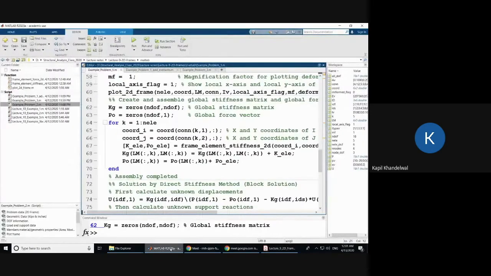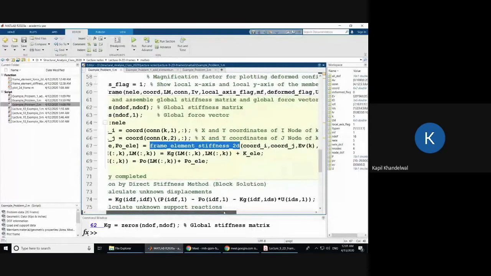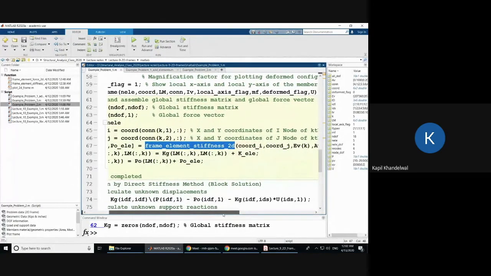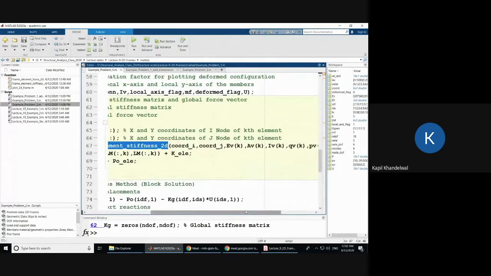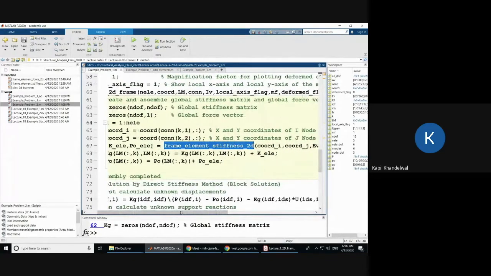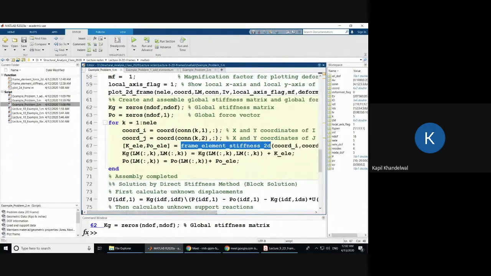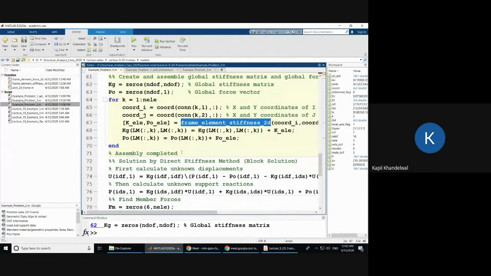So if I go back to my code, you can see that I'm using this frame element stiffness 2D. This is the function that I was talking to you about, that you have to create as a part of the project, and it has some variables. I will provide you this code, so you can actually test it out yourself after creating this function.